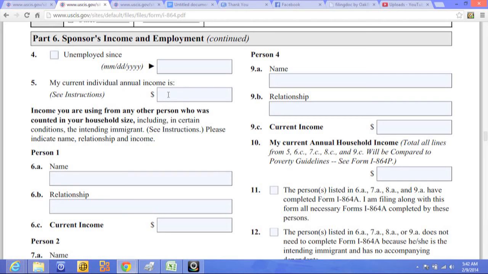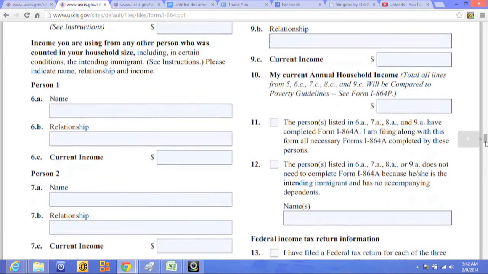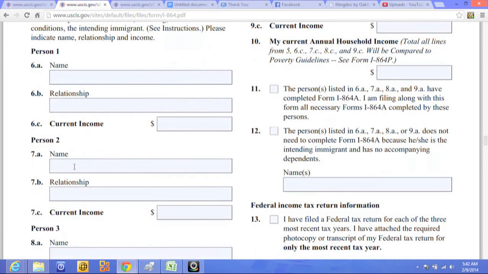But after that you can add income of persons in your household size. Let's say if your son is living with you, your son is working, you put the name of your son, the relationship, son, and you put the current income. Let's say you have a parent that is living with you and he is working. He was in your household size, that means on your tax return. You put in the relationship and income. If you have 3 dependents and they are working, you can just add their income, and line 10 is going to be your current annual household size income.